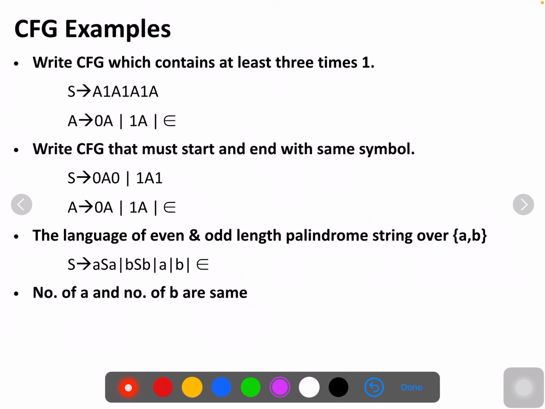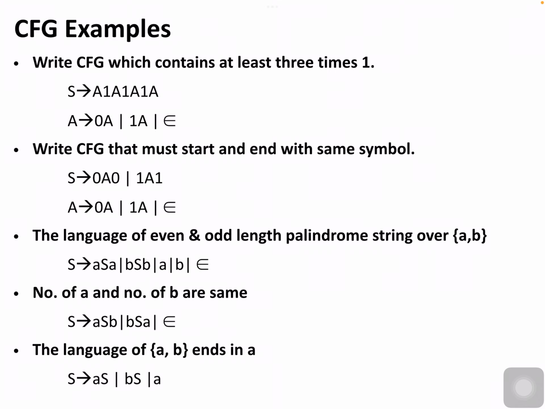Number of A and number of B are the same. How do you write? It is S gives A S B or B S A or epsilon. Any order, you can start and end with that. Next, language of A comma B that ends in A. Always it ends in A. S gives A S or B S A. Sorry, it always ends in A. So here it is always A, S has come at the end, and B S. So it is always ending in A.